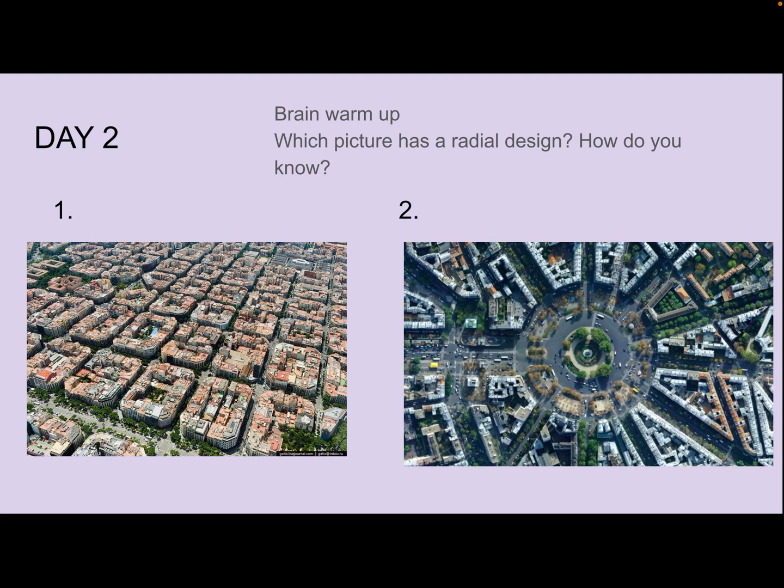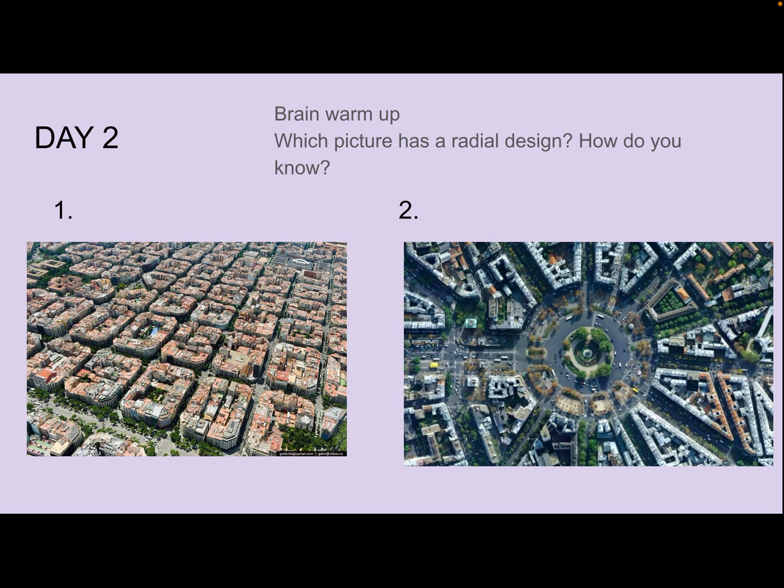The green branches from this pine tree are rotating around the middle of the tree. You'll notice that the branches are the same and they're moving around from the center. The rows of flowers are not a radial design because the colors are moving in a straight line instead of in a circle. Let's try another.